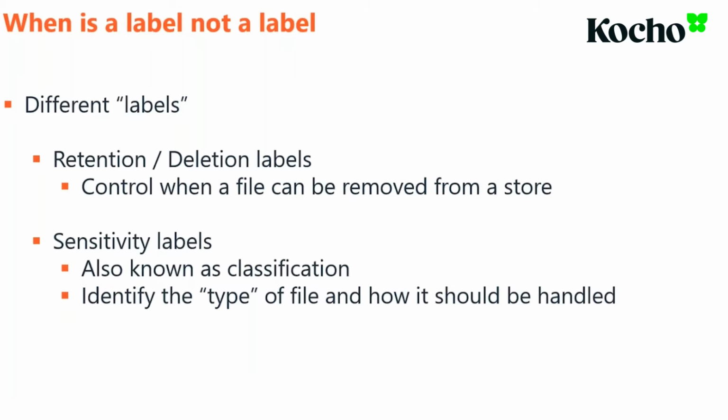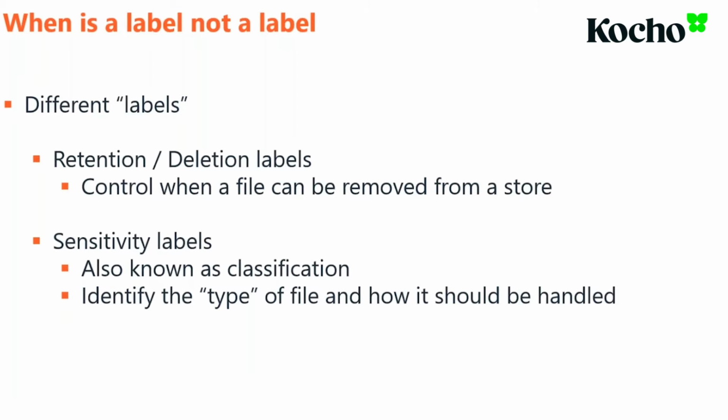Quite often you could have a client or a contract that says files must be held in the environment for 5 years, 7 years, or whatever is appropriate for that specific contract. Adding a retention label to a document will ensure that it stays around for that period. That is a different type of label to a sensitivity label.